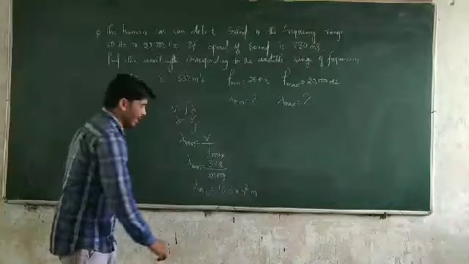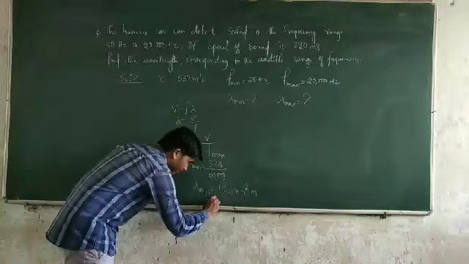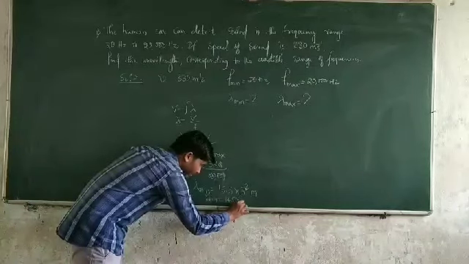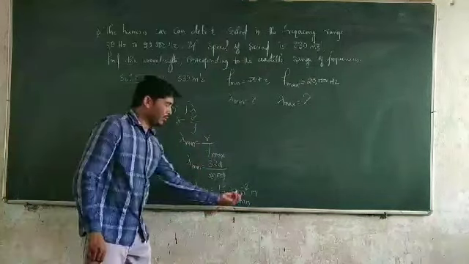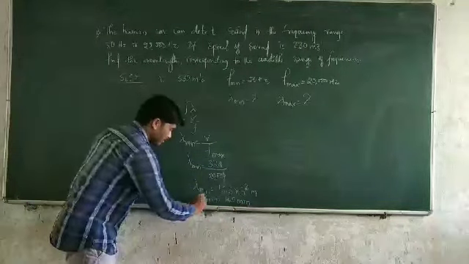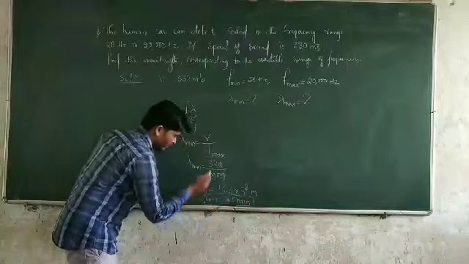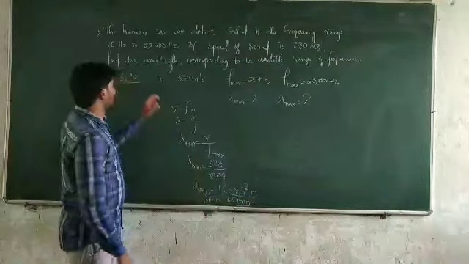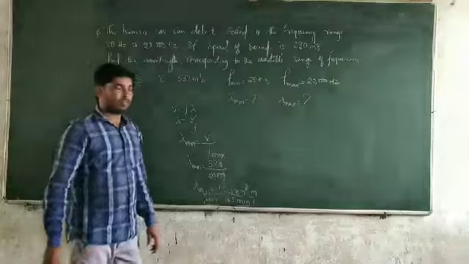Or you can also write it as lambda minimum is equal to 16.5 millimeter. Why? Because 10 to the power of minus 3 can be stated as millimeter. So this is the minimum wavelength which corresponds to 20,000 Hz.